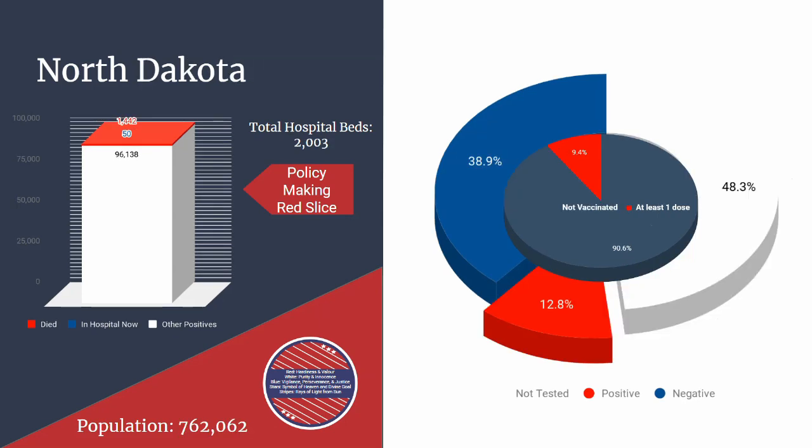North Dakota, they vaccinated 9.4% of the population. Their negative tests are at 38.9%. Their positive tests are at 12.8%. And I might be mistaken, but I think they're one of the highest in positive tests, not in number of test results, but their percentage turning up positive. Over 1,400 people died, 50 were hospitalized right now, and over 2,000 hospital beds.